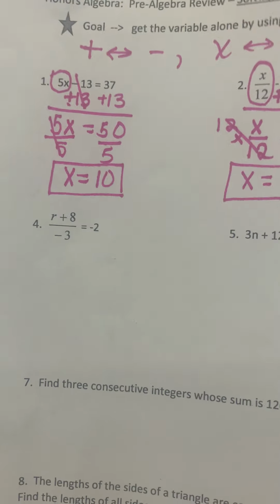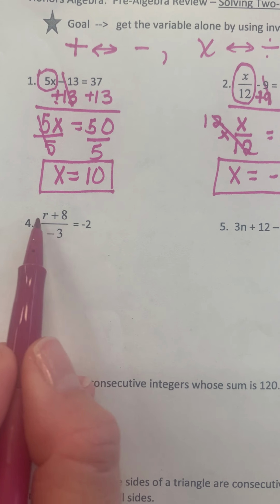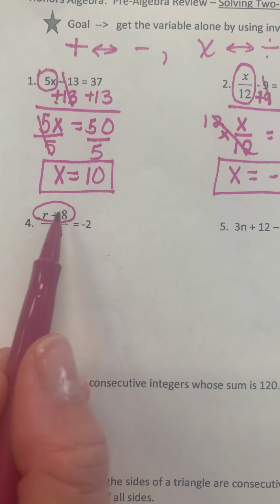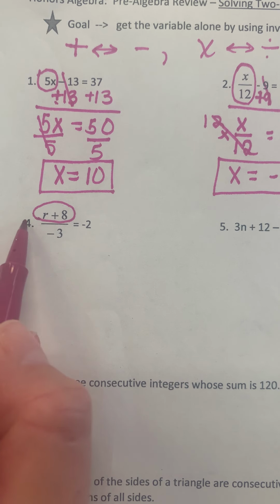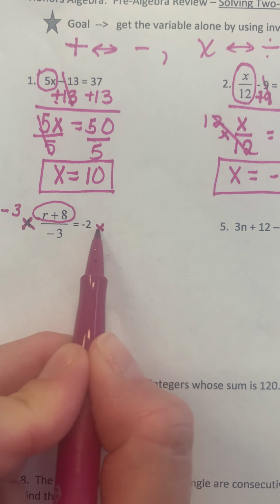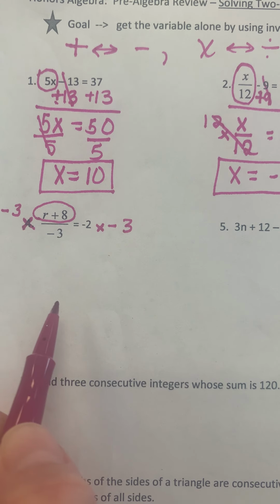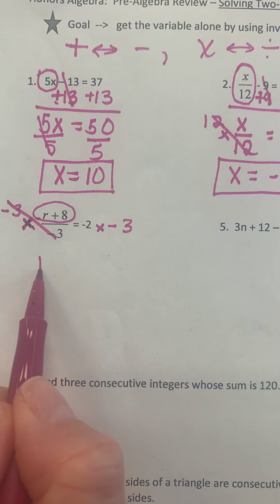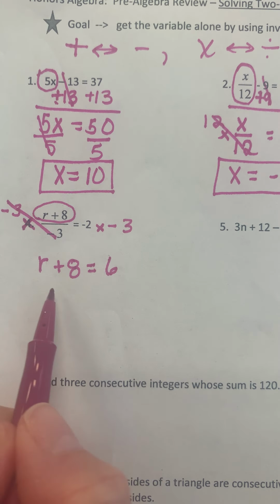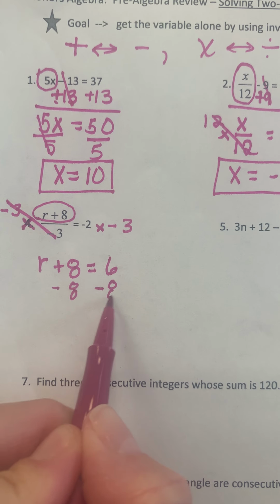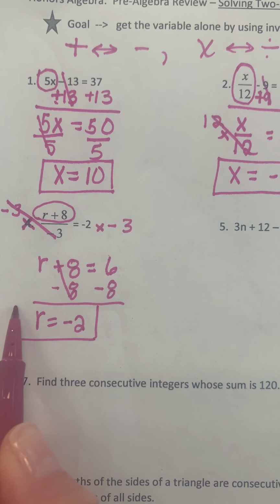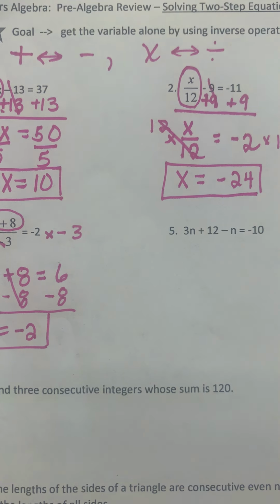Okay, the next problem, treat that as one whole term. So you're dividing the whole fraction by negative 3. So to start, I would multiply the left side by negative 3 and the right side by negative 3. They cancel out. You're left with r plus 8 equals 6. Simple one-step equation. You subtract 8, r equals negative 2.